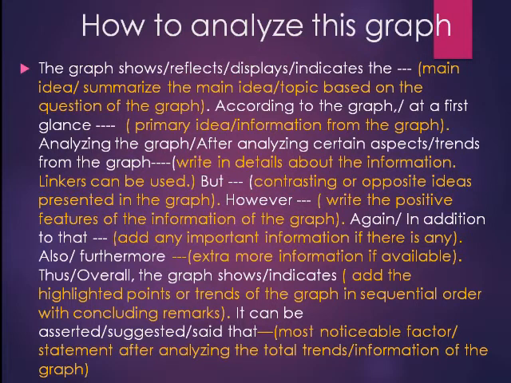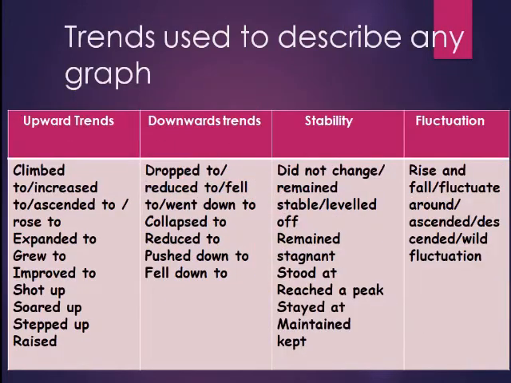Let's look at the next slide. This is a very important slide because you have to use the trends. You need to know the trends to describe the graph. So first, the upward trends. Upward trends are climbed to, increased to, ascended to, rose to, expanded to, grew to, improved to, shot to, soared up, stepped up, raised. So these are all upward trends of the graph. That is the figure or the digits which are going to increase or going upward.